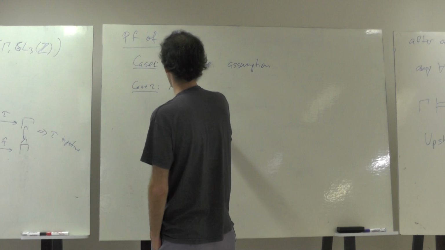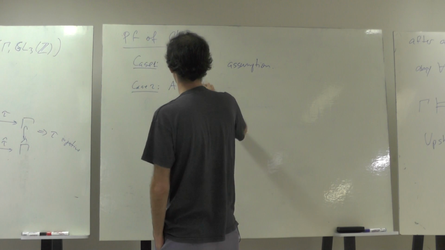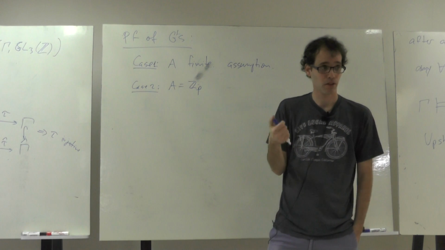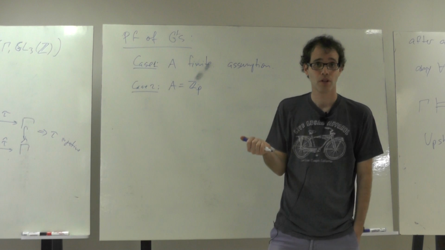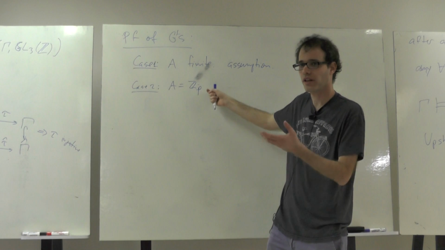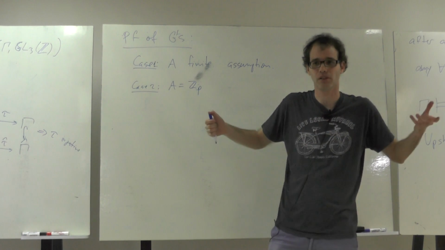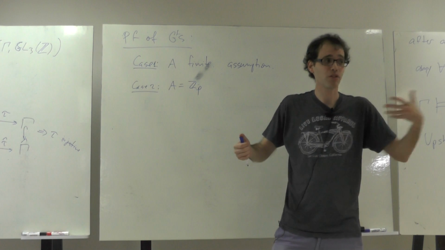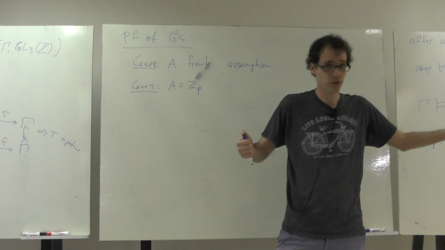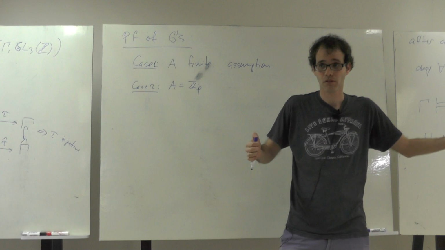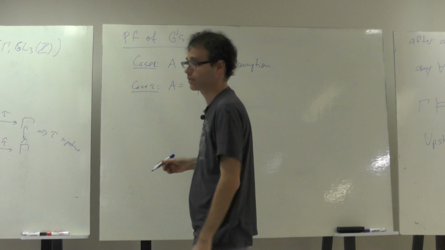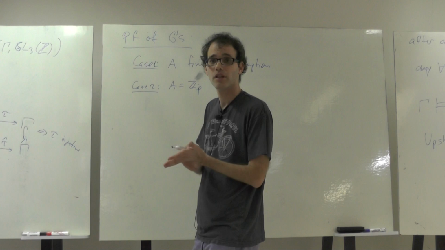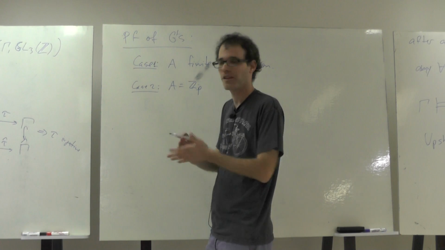Case 2 is the case where A is Z_p, the p-adic integers. This is just a tower of finite rings. If you know this theorem for every one of the finite quotients, then you know it for the inverse limit. Okay? Does it make sense? So in general, it works for profinite rings, yes.